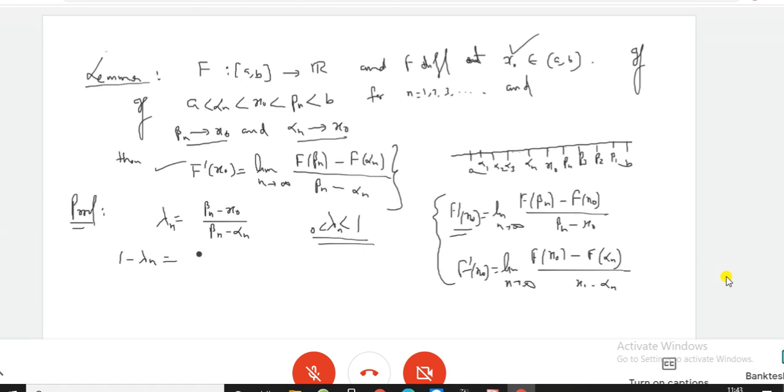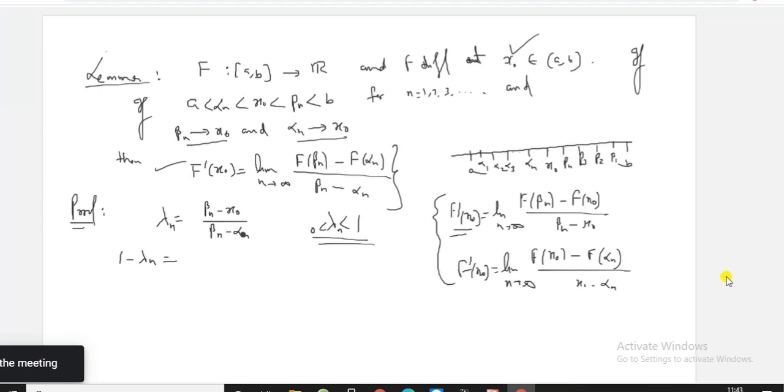If you subtract, you will get beta n minus this quotient, so you get beta n minus alpha n minus this quantity. Beta n cancels out, and you will get x0 minus alpha n upon beta n minus alpha n. Here again, x0 minus alpha n is a positive number, and beta n minus alpha n is a positive number. And again, x0 minus alpha n is less than beta n minus alpha n. So this 1 minus lambda n also lies between 0 and 1.